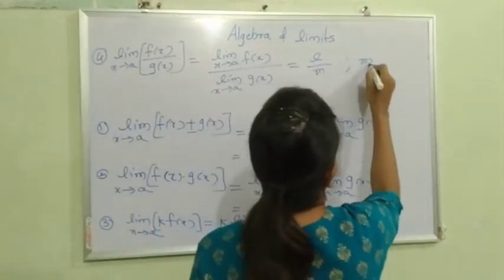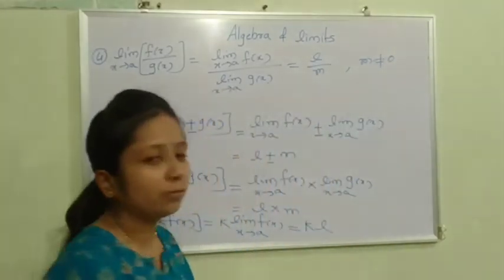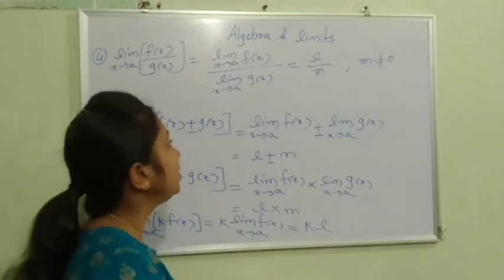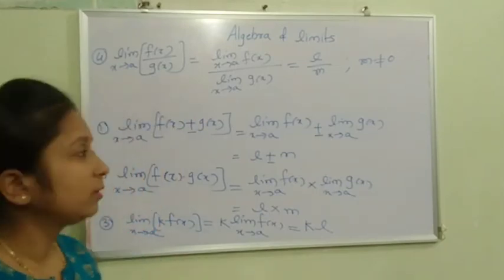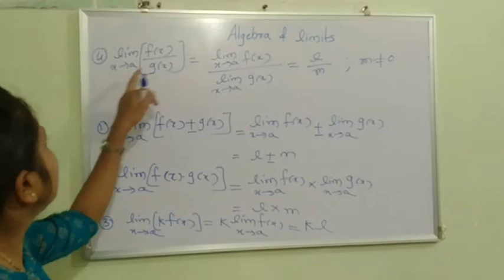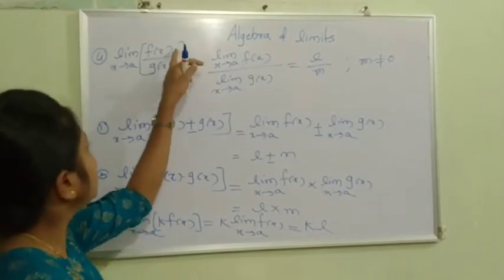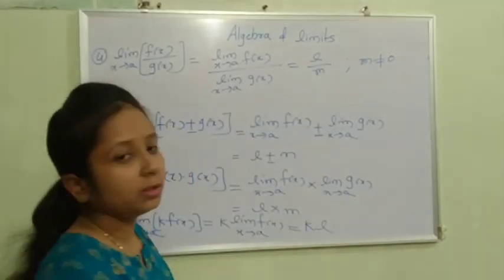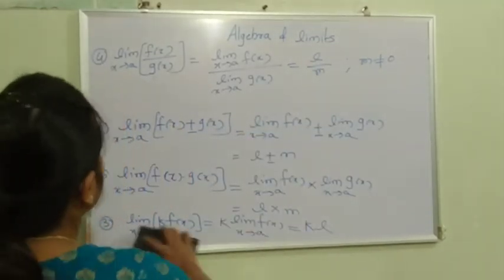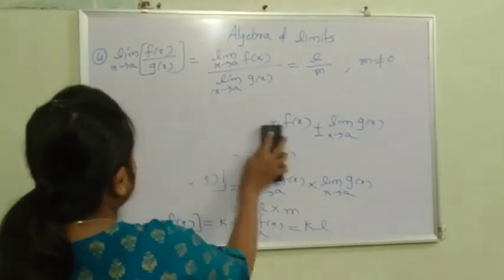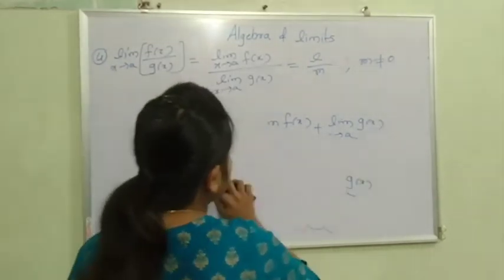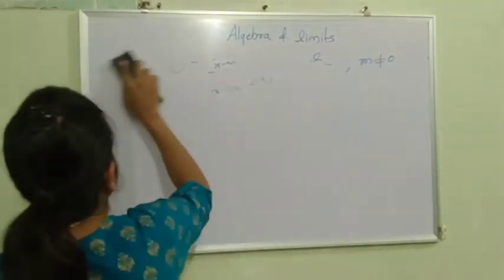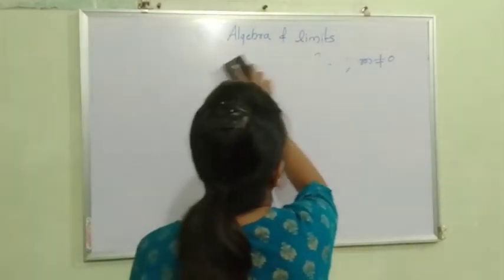What is the restriction? m must not equal 0, because if m is 0, then 1 upon 0 is infinity, which is meaningless. Therefore the limit of a division of two functions equals the division of their limits. This is called the algebra of limits: addition, subtraction, multiplication, scalar multiplication and division.